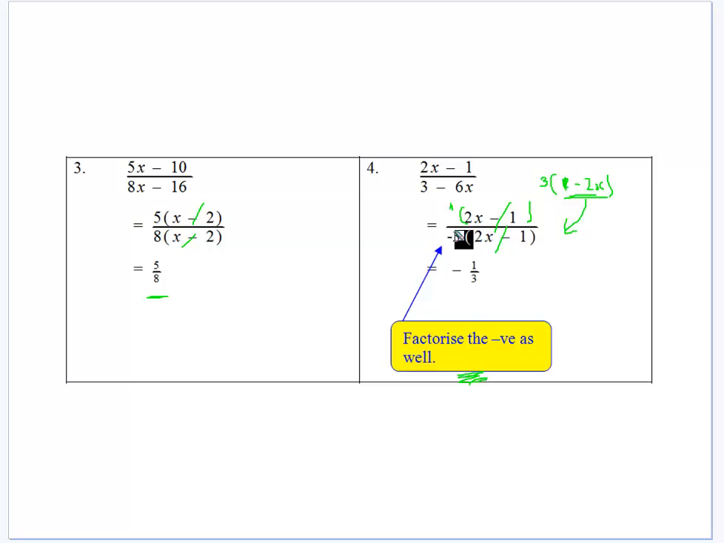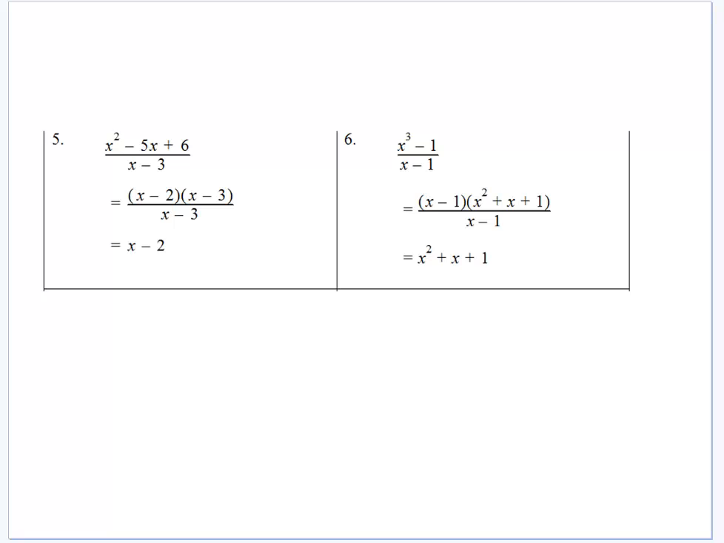Well, that leaves me 1 up top with a minus 3 on the bottom, which I can write as minus 1 over 3, or 1 over minus 3, whichever way you'd like to. That's no real big deal, whichever way you write it there.